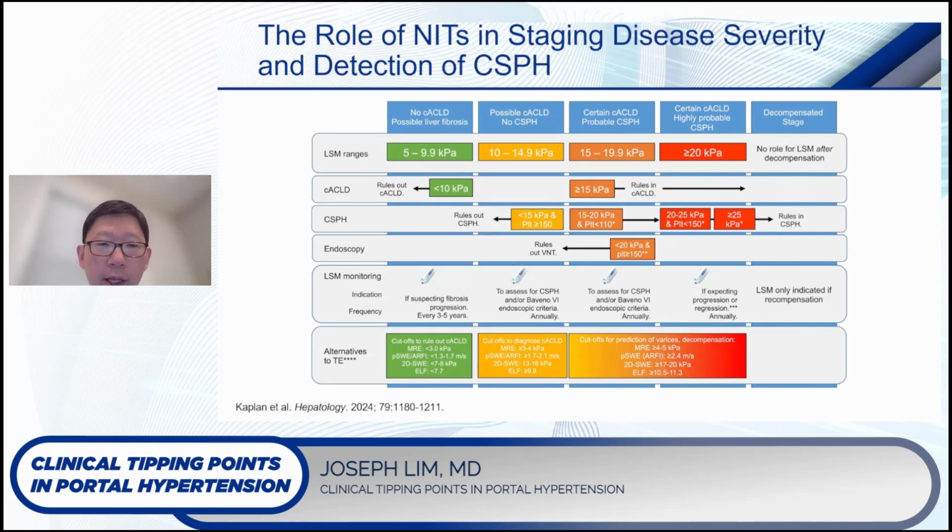Now, there are many other alternatives to liver stiffness measurement that may be considered, including traditional endoscopy for those for whom liver stiffness measurement is not available. There are often questions raised about alternatives to traditional VCTE-based elastography, such as shear-wave elastography and serum markers such as ELF score. And down below, you'll see some cutoffs that are commonly used to rule in CSPH using these alternative markers.